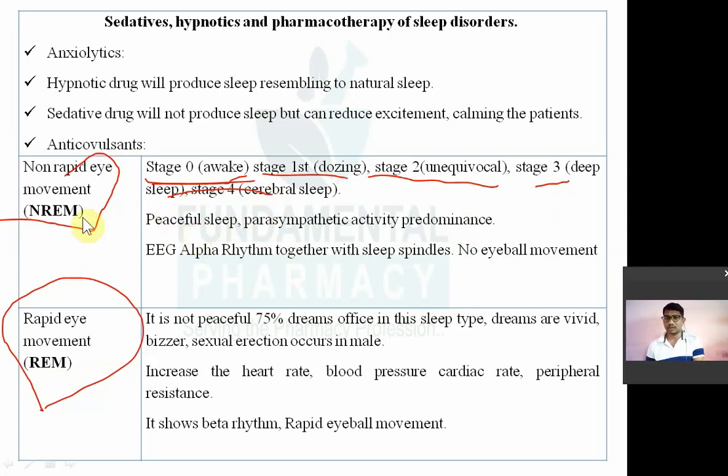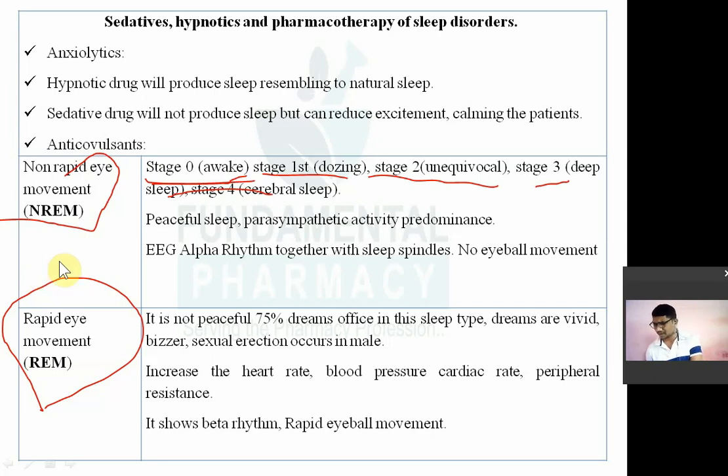Now in stage three, deep sleep, you are totally in a peaceful sleep, and in stage four almost 75% of your brain is also sleeping. That is the cerebral sleep. Okay, these are the four stages of non-rapid eye movement sleep.